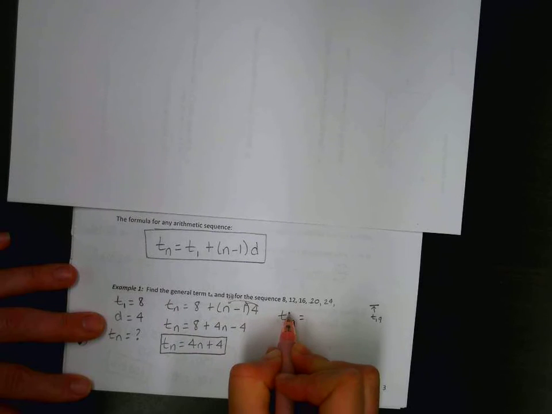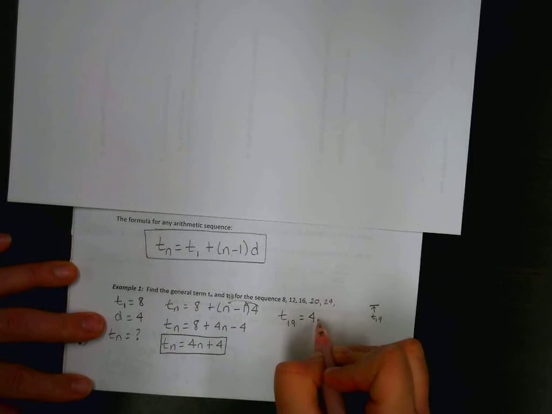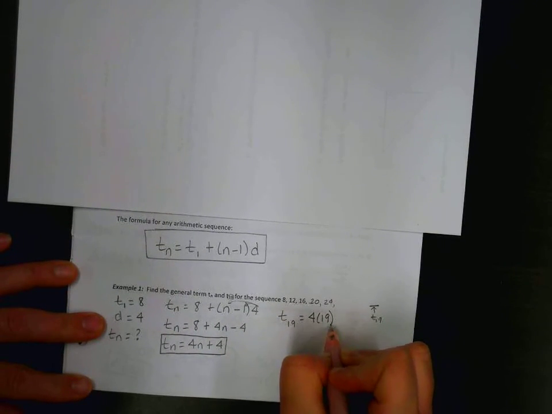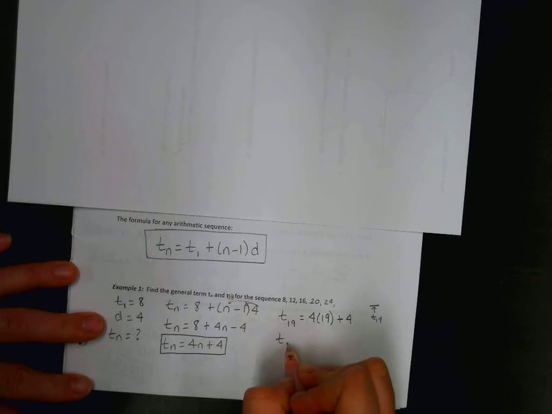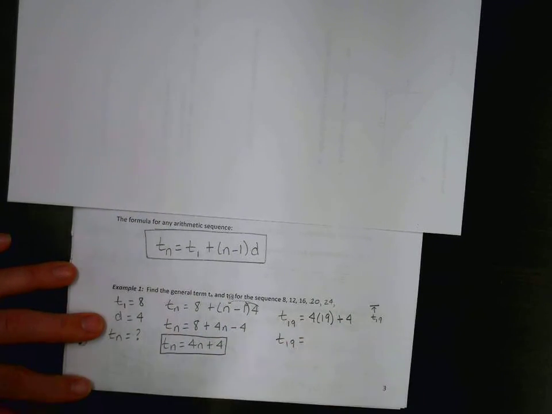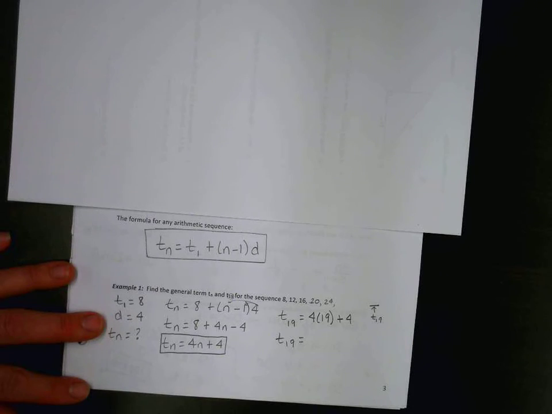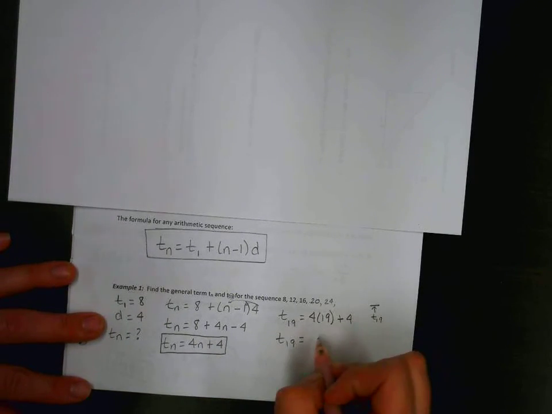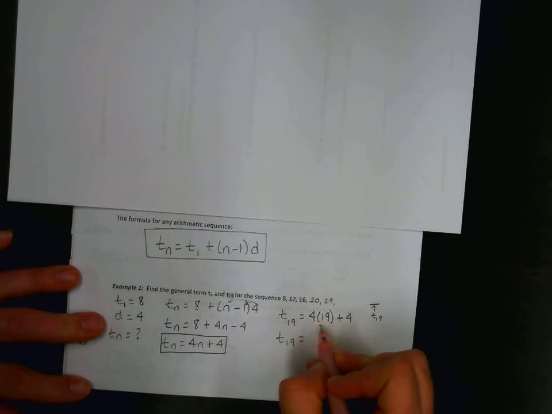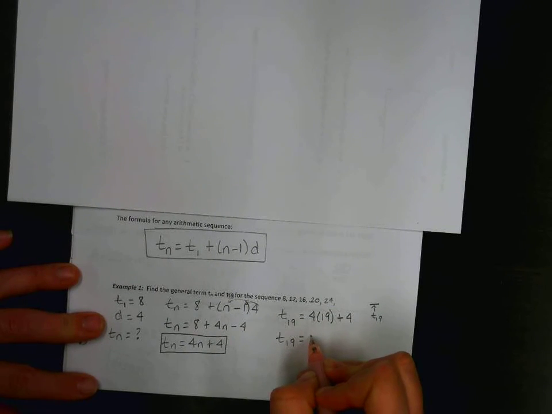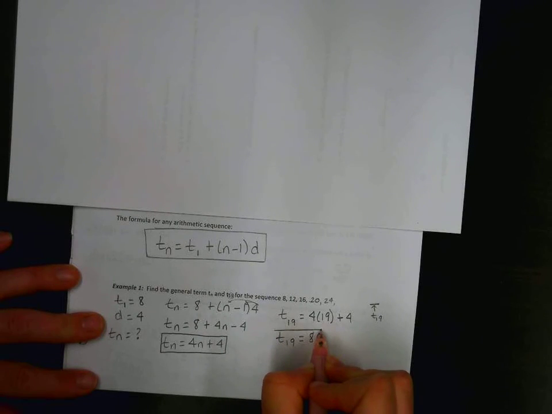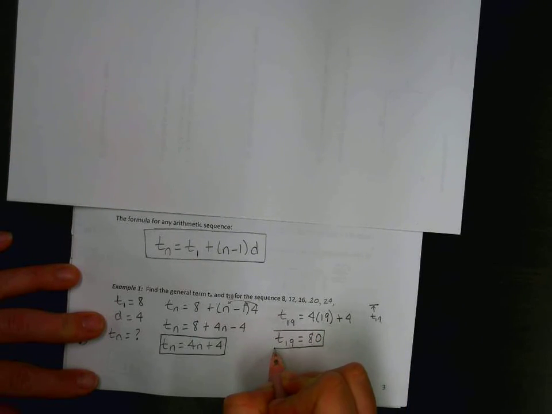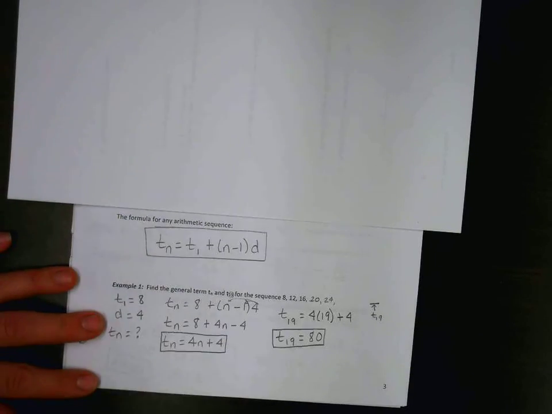So here we're looking for t of 19. I'm going to take 4, multiply it by 19, and add 4. So our 19th term would be, this would end up to be 76 plus 4 would give us 80. So the 19th term of this sequence would be 80.